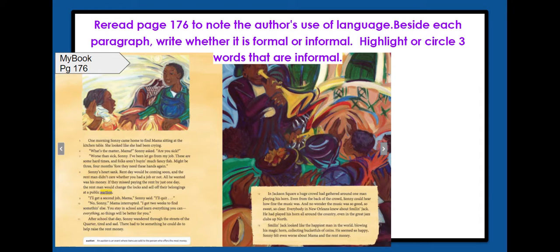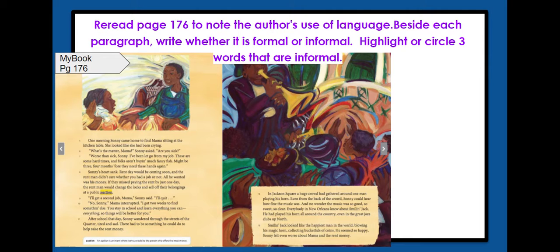Okay. So I'm going to look at each one of these paragraphs. Hopefully you've already written whether each paragraph was formal or informal, but if you didn't, then you can do that now. Paragraph 5 is formal language. Paragraph 6 is informal. Paragraph 7 is informal. Paragraph 8 is formal. Paragraph 9 is informal. Paragraph 10 is informal. And paragraph 11 is formal.